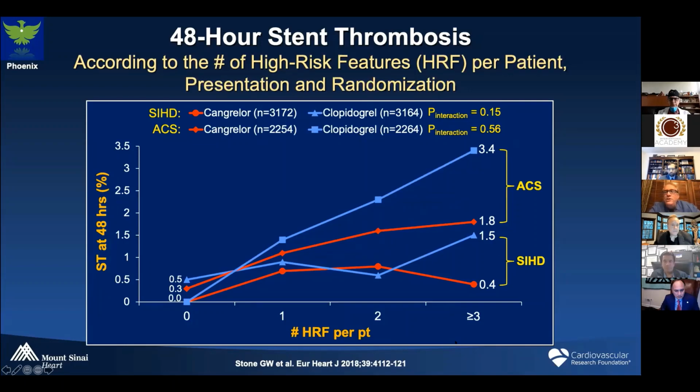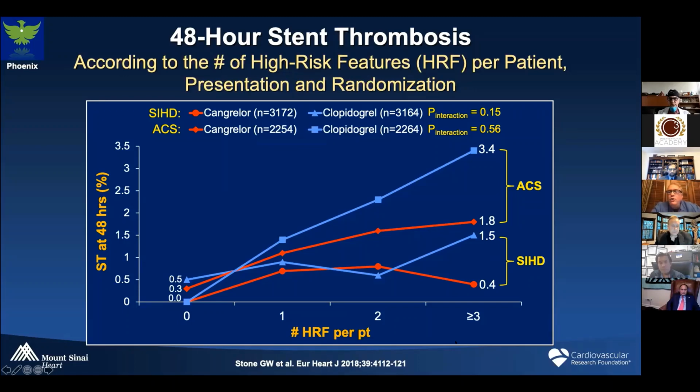And as I mentioned, stent thrombosis risks, now this is combining the non-ST segment and ST segment elevation ACS. The stent thrombosis rates go up, and you can see if you look at that blue curve in the ACS, you can see how linearly they increase, and now you're up to 3.4% with ACS. And you can see when you have ACS and multiple high-risk features, now you're starting to get really big reductions with Kangol from, for example, 3 high-risk features, 3.4% to 1.8%. This is just within 48 hours.